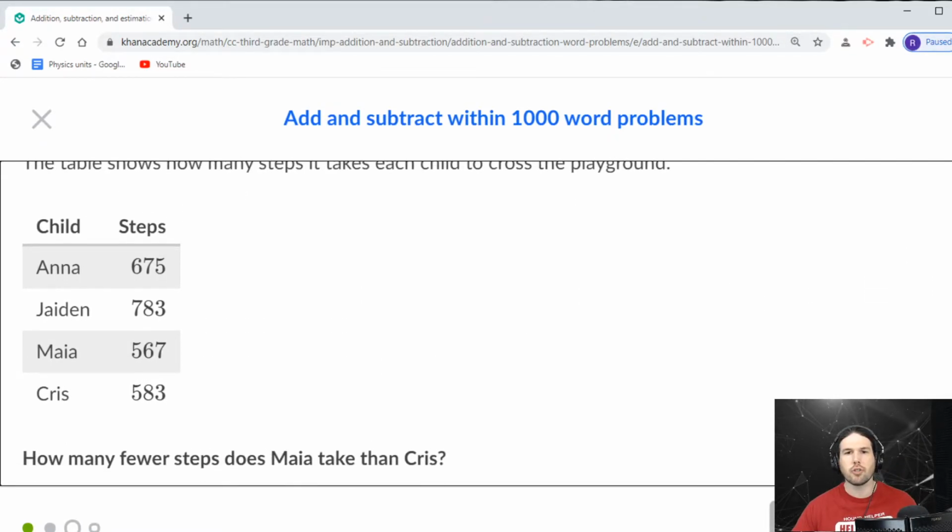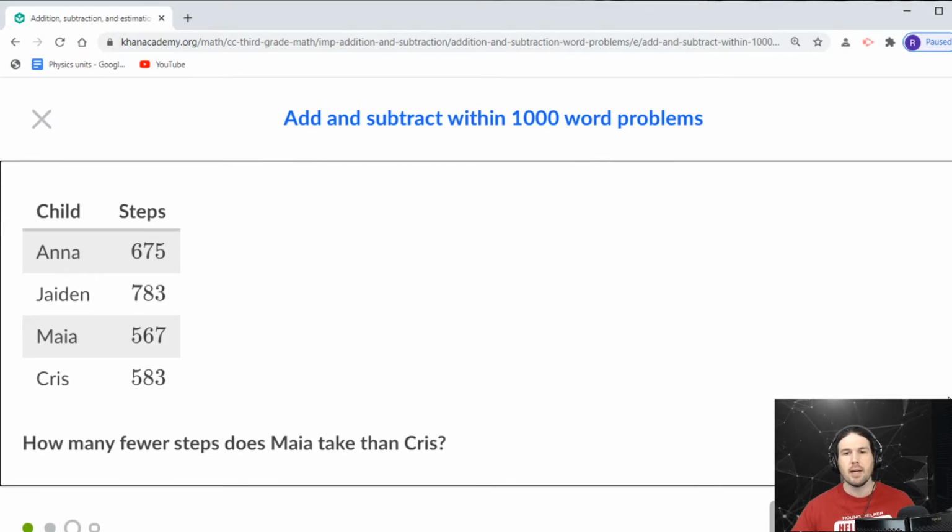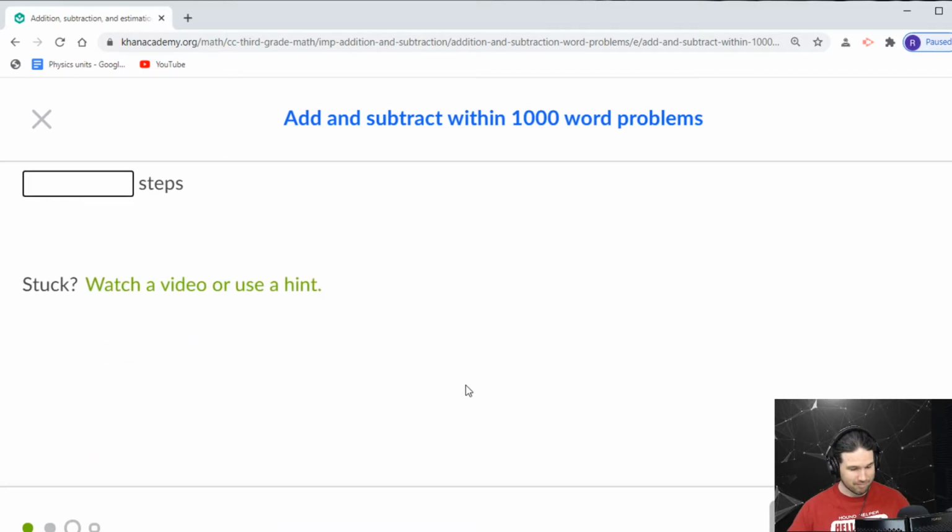The question is, how many fewer steps does Maya take than Chris? Chris has 583, Maya has 567. Again, the 500s make 0, right? 500 minus 500 is 0. So we're only interested in 67 and 83. Well, let's see, 67, 68, 69, 70, 71, 72, 73, that's 6, and then another 10, so the answer should be 16.